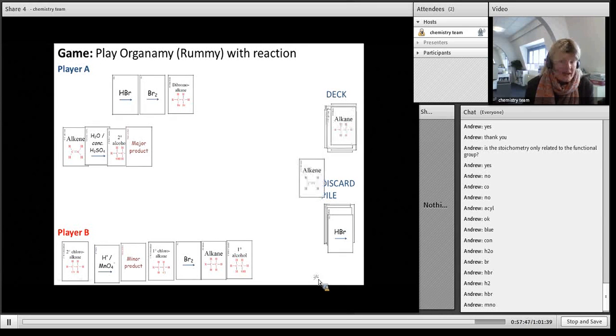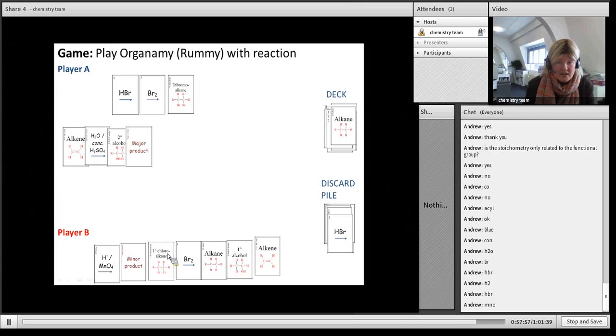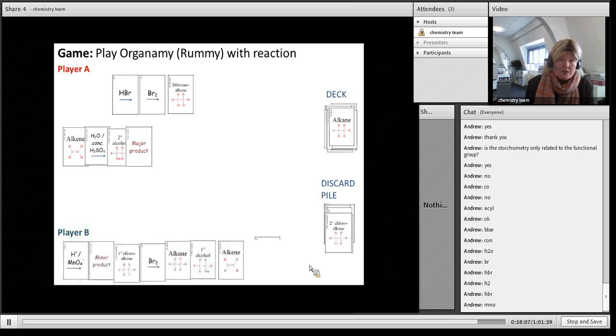Player B, aha, he's picked up an alkene. Can he do something? No, he can't, because actually he didn't have any of the reagents. He didn't have HCl to form that. He didn't have H2 to form that. And he didn't have the conc H2SO4 and H2O to form this. So he couldn't do that. So back to player A, he picks up a card, can't do anything, throws it away.